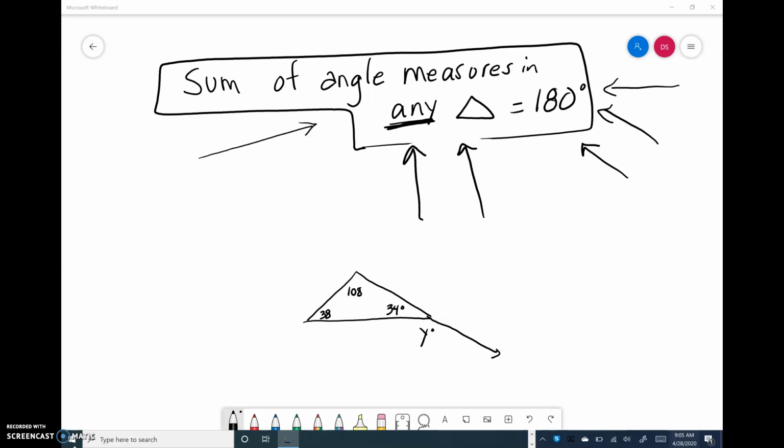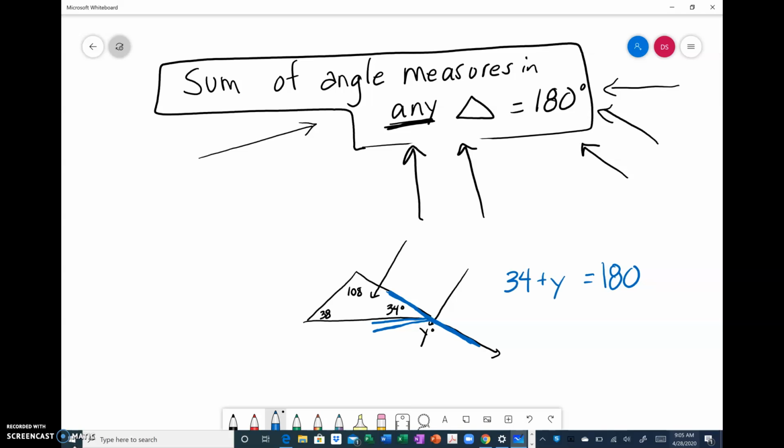Guided practice number 2. You're given all the interior angle measures. You're finding, what do we call this Y angle? Exterior, and you're to find it. So you only need to know the 34 because angle that measures 34 and angle Y are supplementary. They form a straight angle together of 180 degrees when added together. So we have 34 plus Y. All we have to do is subtract 34 from both sides and find out that Y is 146 degrees.